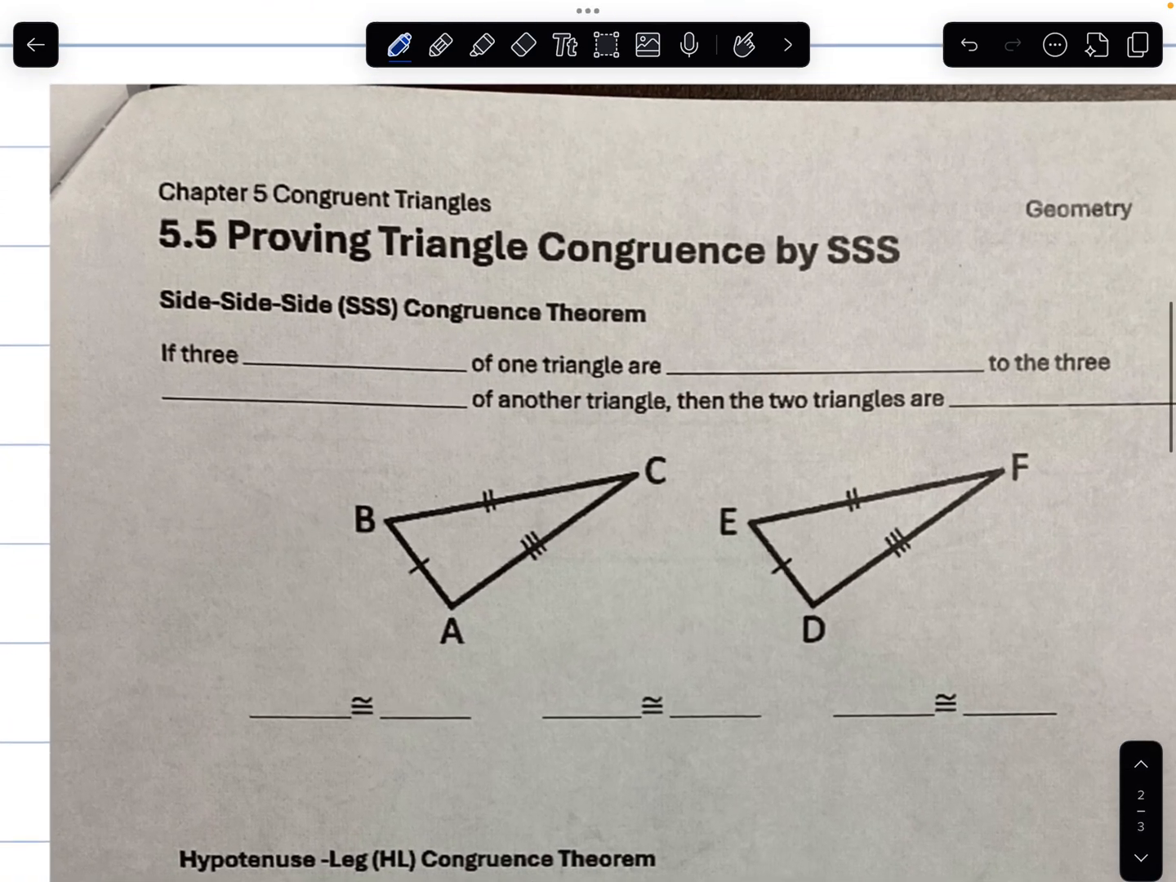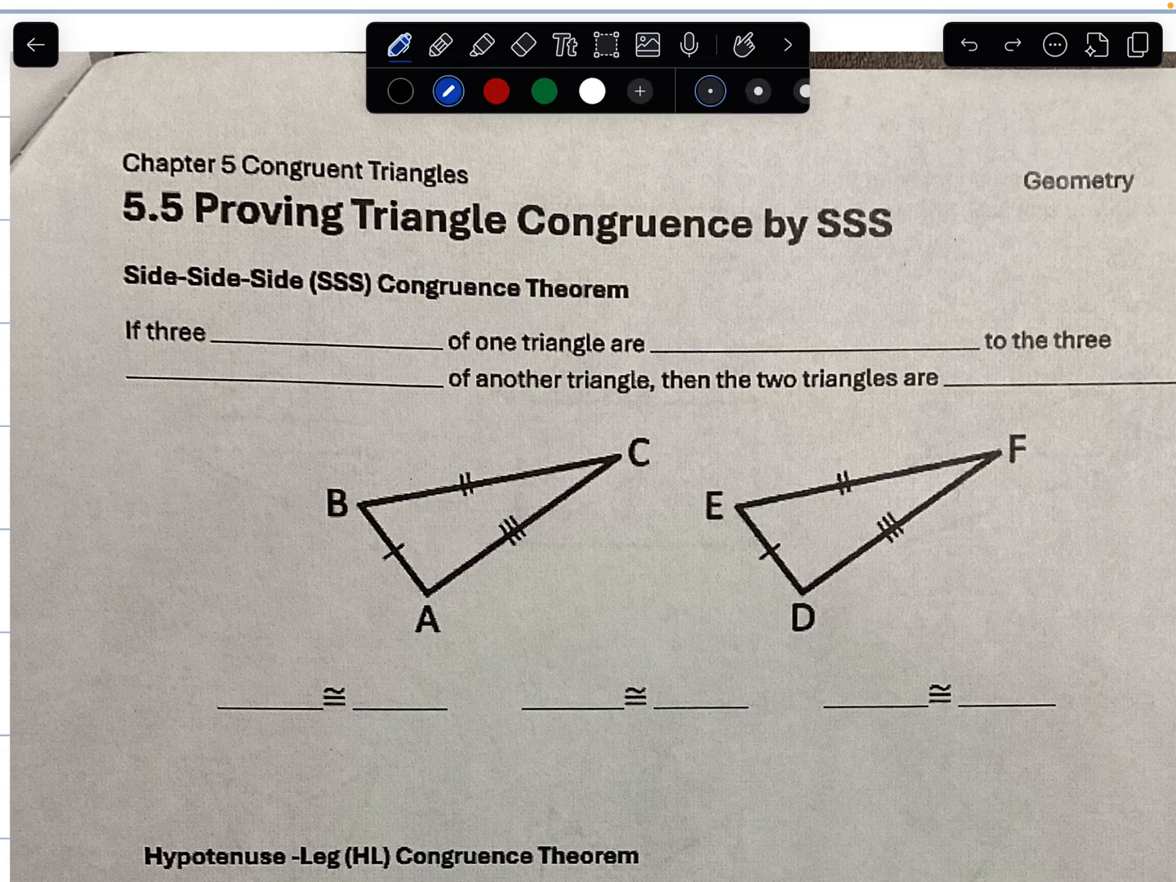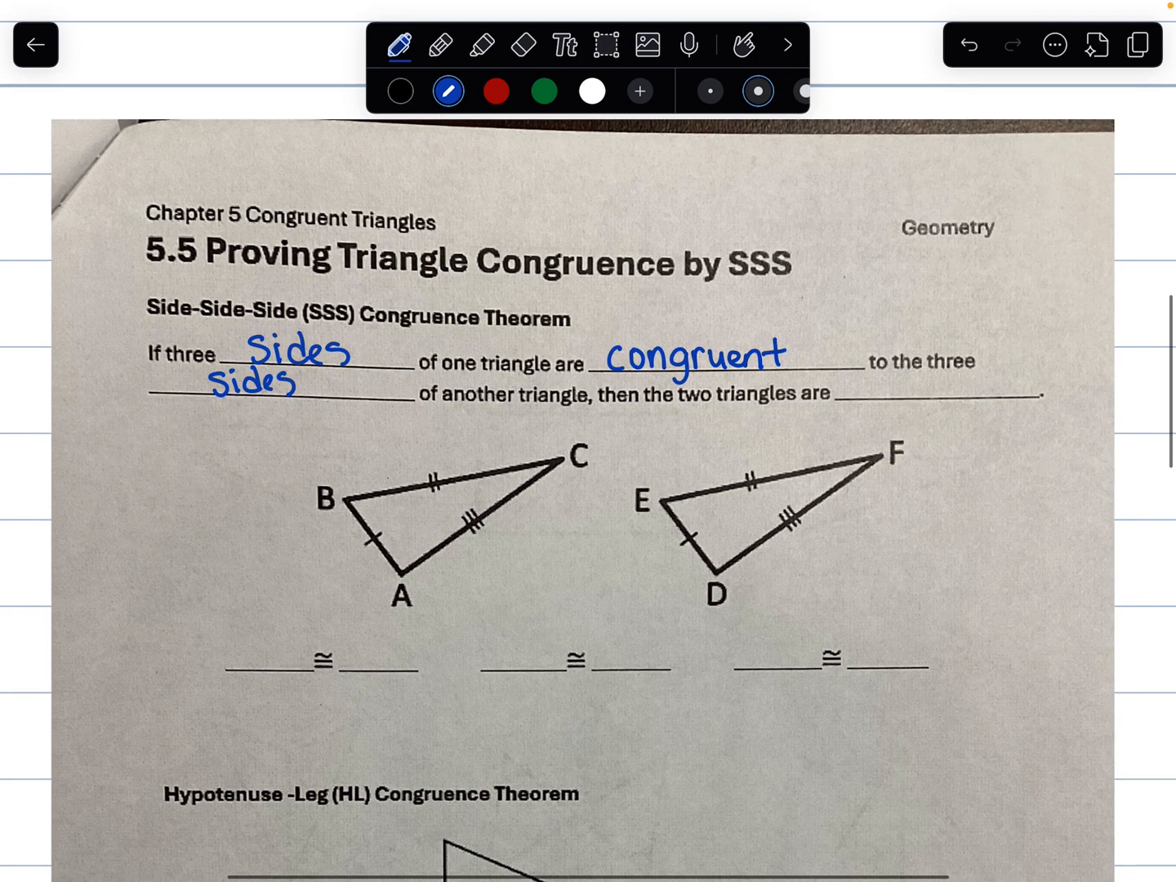All right, so first one is side, side, side congruence. It says if three sides of one triangle are congruent to three sides of another triangle, then the two triangles have to be congruent.